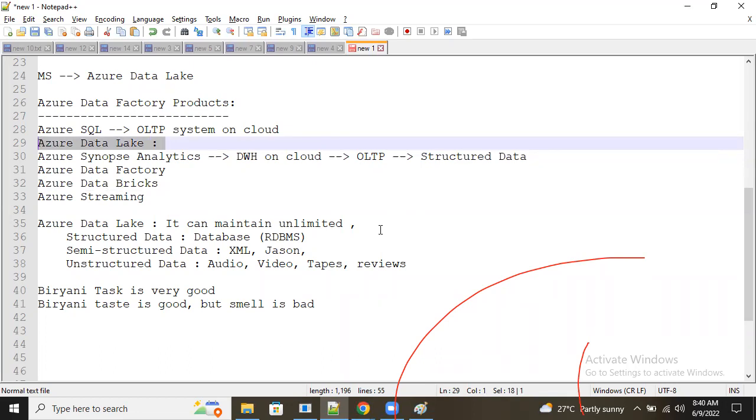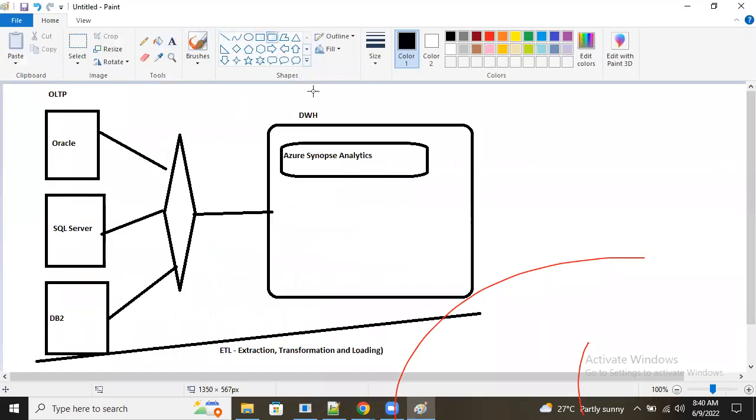I have a startup, Swati, right? I don't want to go for a data lake. I can go for Synapse Analytics on cloud. So this is also a data warehousing system, but it can store unlimited data. Okay.